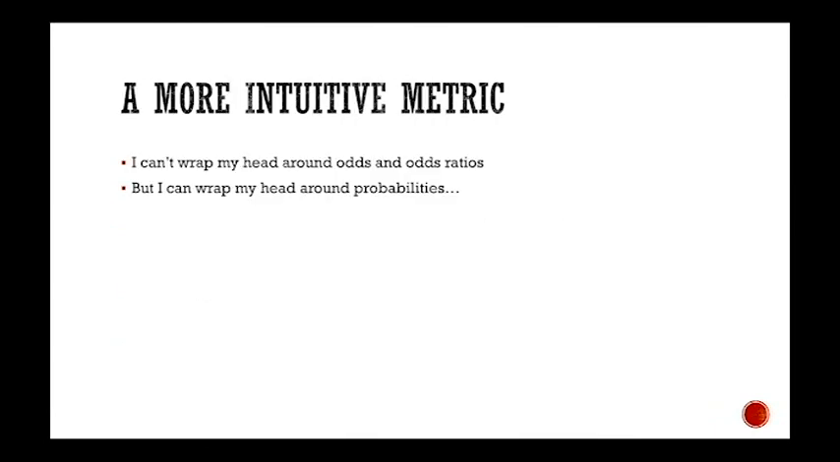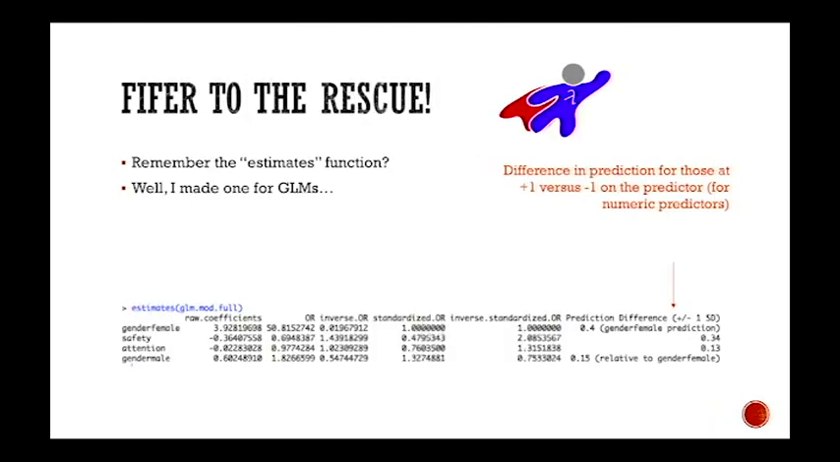And what is more intuitive than probabilities? I can understand probabilities. Hey, what happens when I go from this to this? Well, my probability increases by 0.25, so I increase my probability by 25%. That's intuitive. So with that, again, Pfeiffer to the rescue. That's what the final column shows. It is the difference in prediction for those at +1 versus -1 standard deviations on the predictor, at least for numeric predictors.